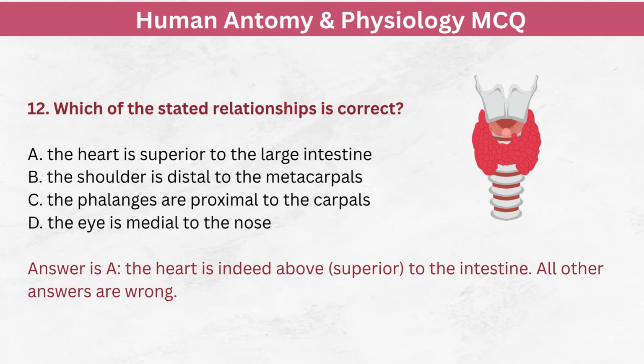12. Which of the stated relationships is correct? A. The heart is superior to the large intestine. B. The shoulder is distal to the metacarpals. C. The phalanges are proximal to the carpals. D. The eye is medial to the nose. Answer is A. The heart is indeed above, superior, to the intestine. All other answers are wrong.